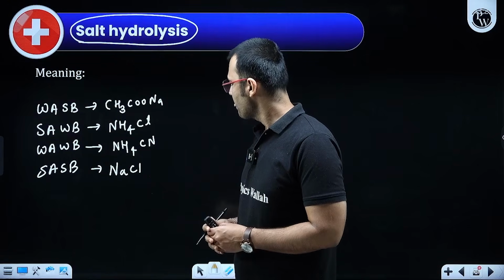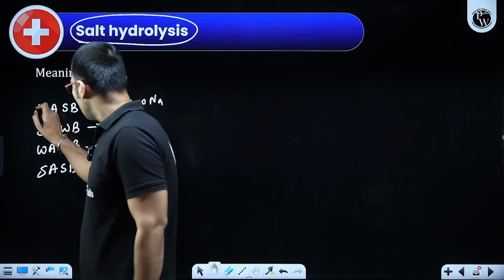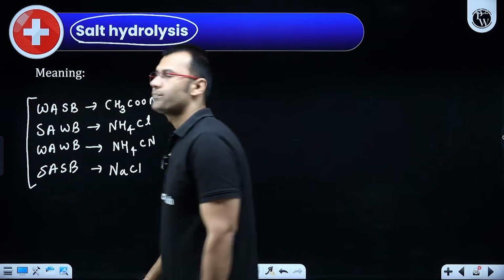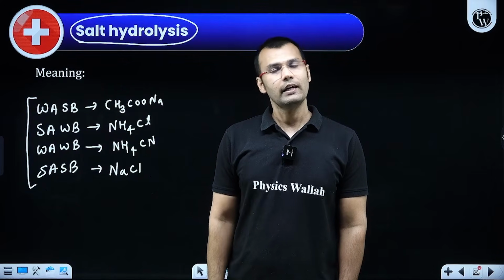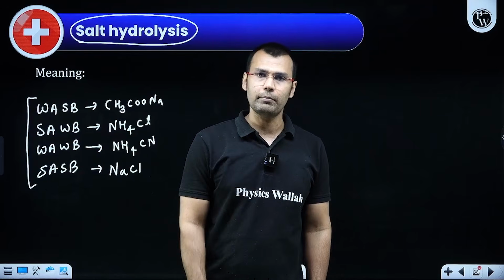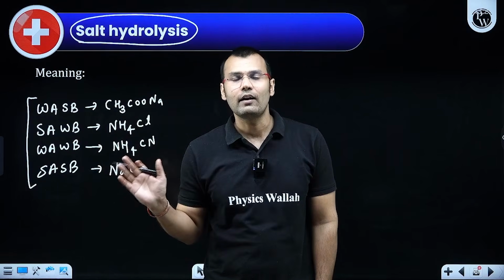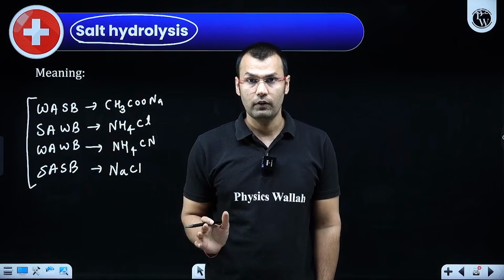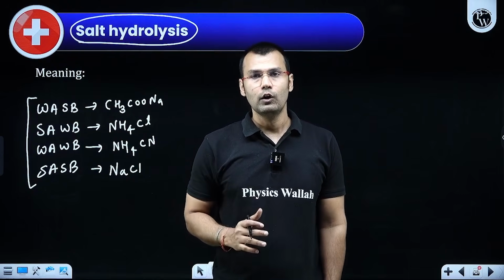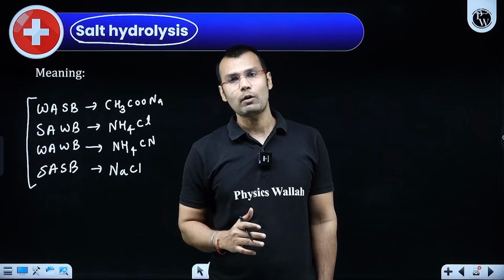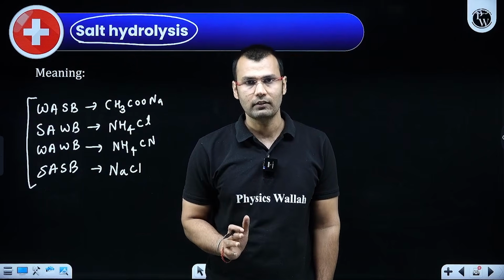Point is, when we dissolve any of these salts in water, right, we observe salt hydrolysis. In salt hydrolysis, basically what happens is either the cation or anion part of the salt will combine with a water molecule to produce a certain amount of H plus or OH minus ions, right?